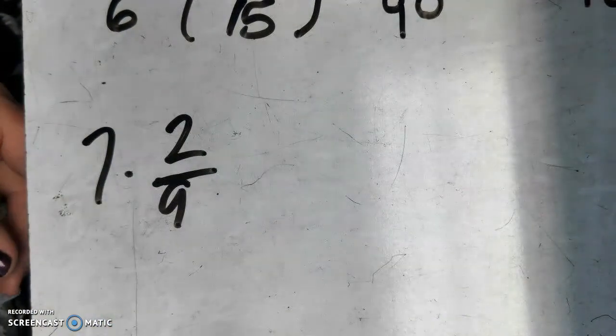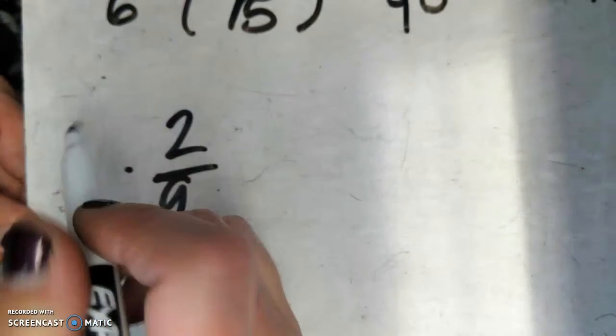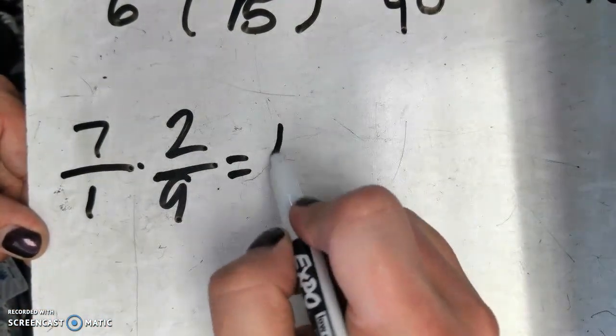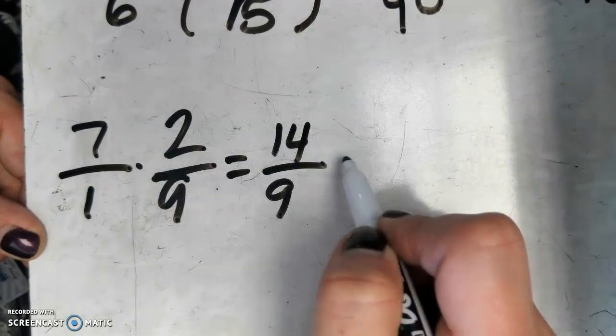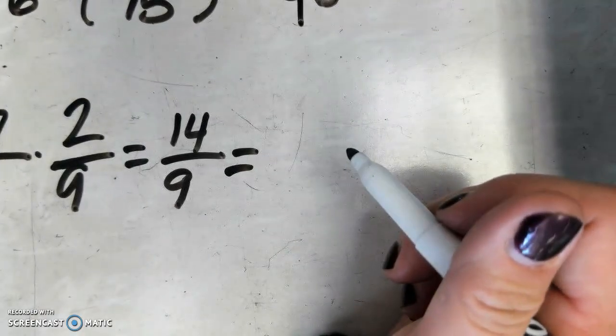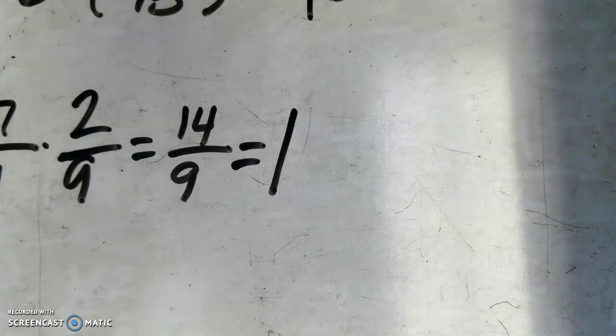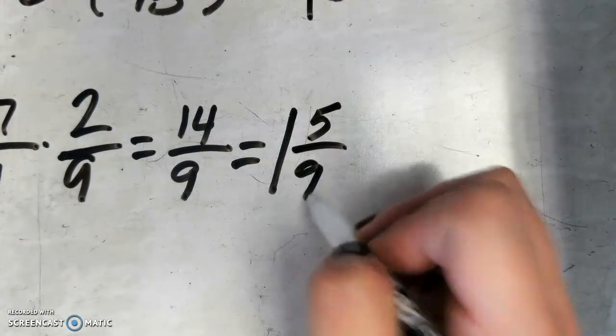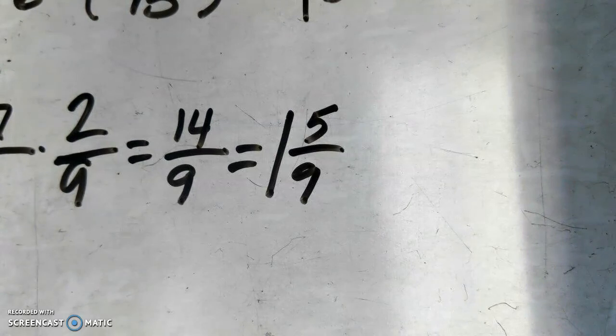When I have a whole number, I'm going to rewrite that whole number as a fraction. I'm going to put it over 1. Now the same rules apply. I get 14/9, which would reduce to 1 and 5/9. Yeah, that looks right. 1 and 5/9. Okay, so rewrite that as a fraction.